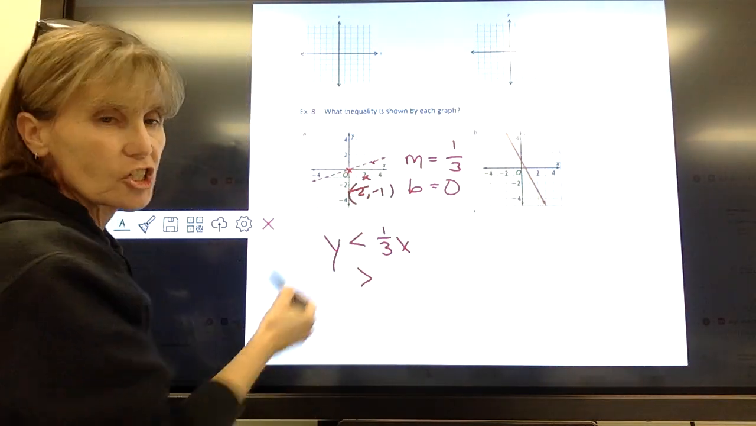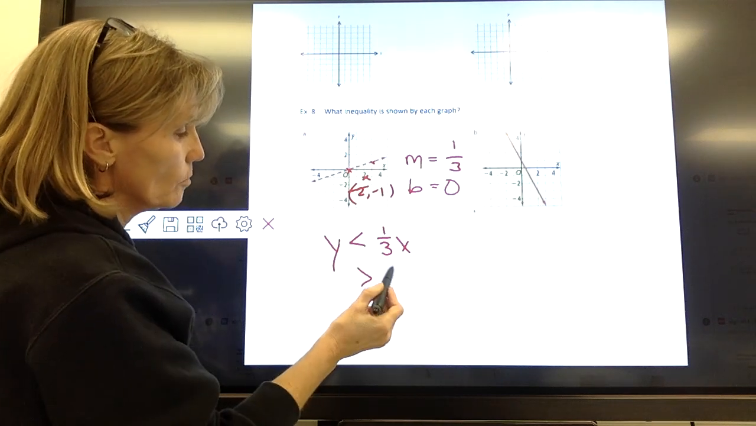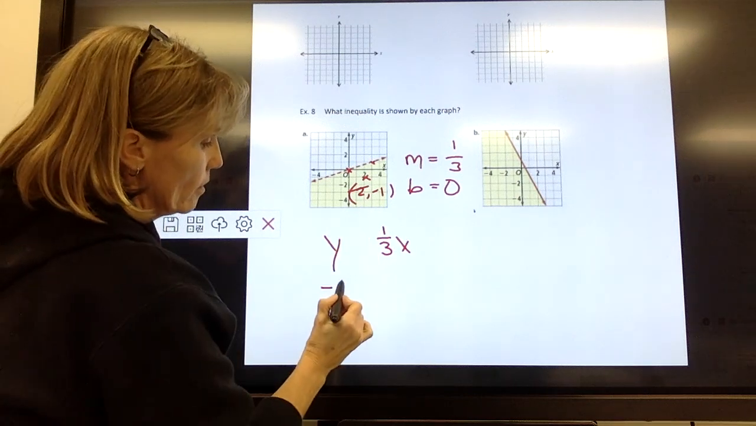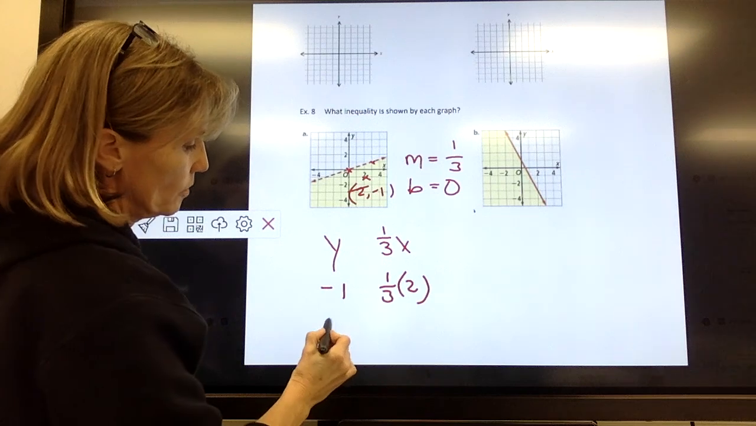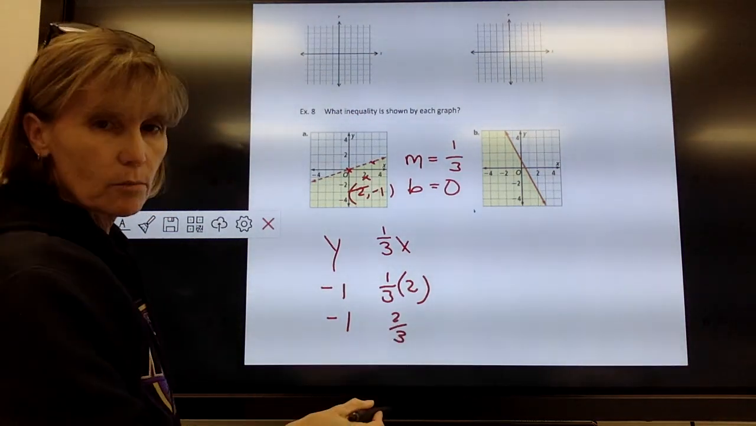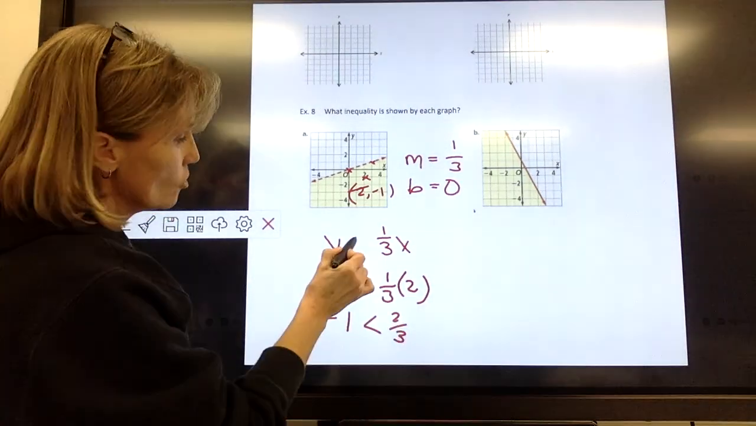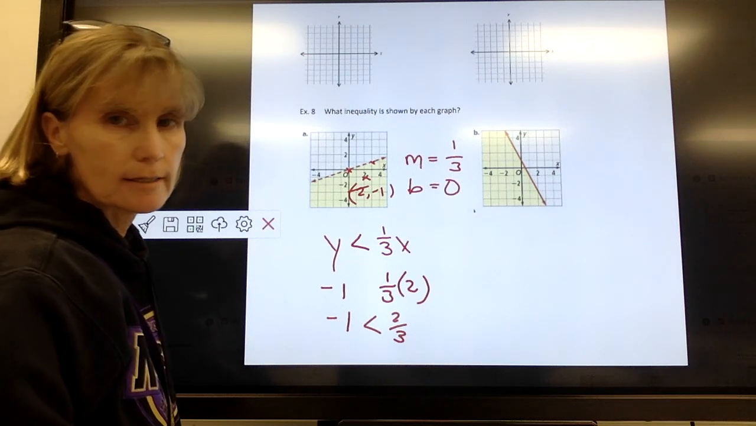Now that's the side that's shaded. So when I put 2, negative 1 into this inequality, I want it to be a true statement. Okay? So if I put negative 1, 1/3 times 2, this would be 2/3. What inequality symbol would it be? Negative 1 is less than 2/3, right? So we're going to put the symbol less than. Y is less than 1/3 x.